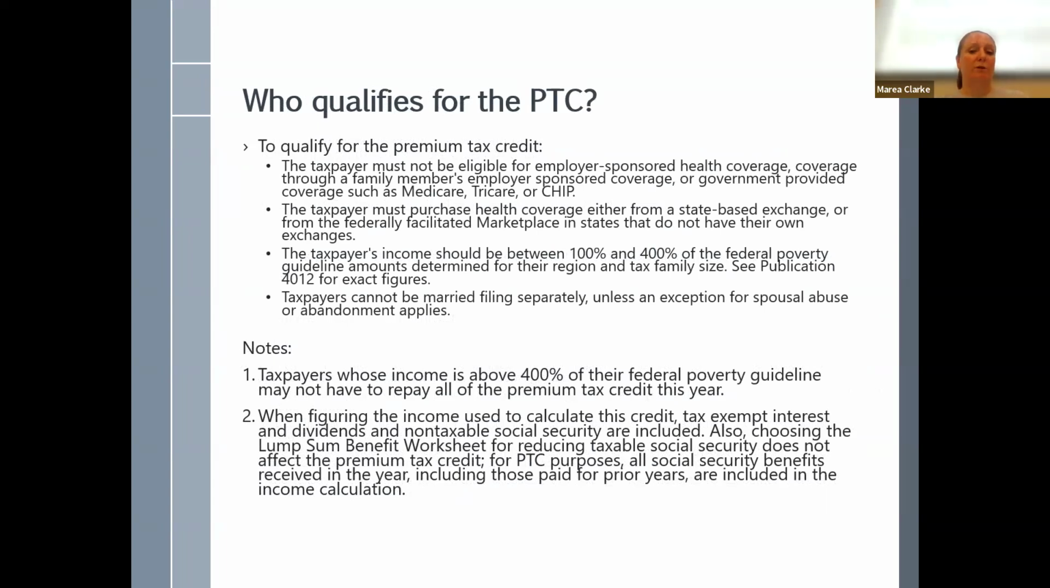So to qualify for the premium tax credit, they can't be eligible for employer-sponsored health coverage. They have to purchase it on the exchange, federal or state exchange. Their income has to be within 100 to 400% of the poverty limit, which is based on the area they live in and their family size. They can't use the married filing separate status unless there's an exception for spouse abuse or abandonment that would apply. Those 100 to 400% figures are all going to be in the software. We're not going to have to worry about calculating those.